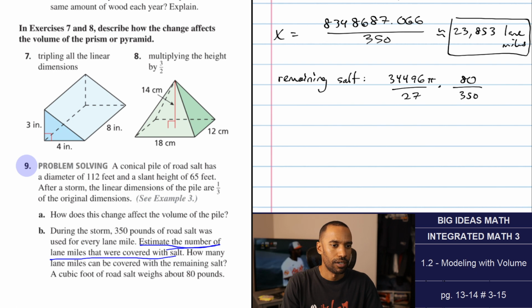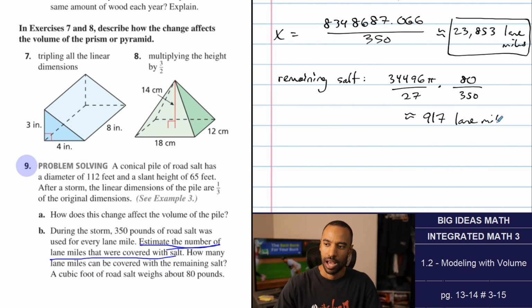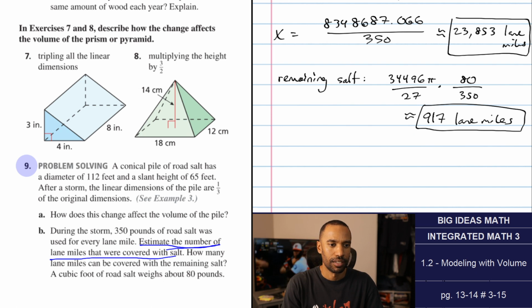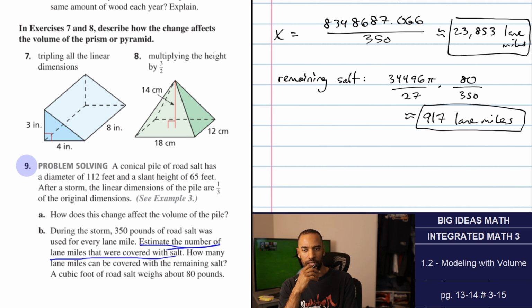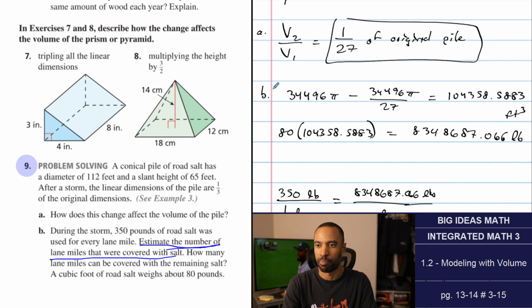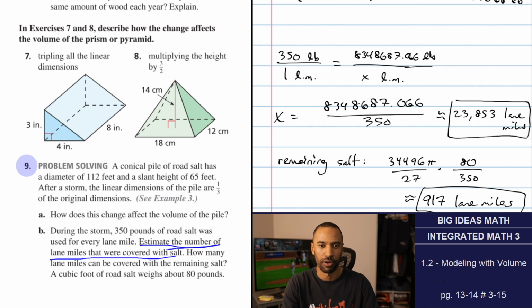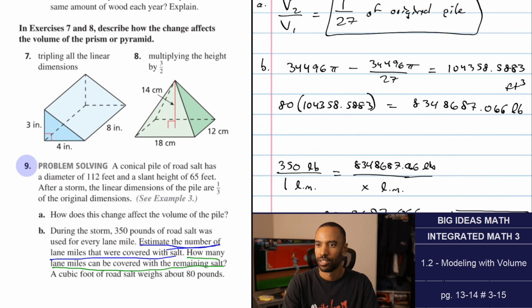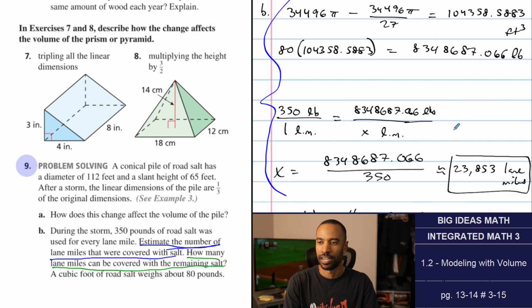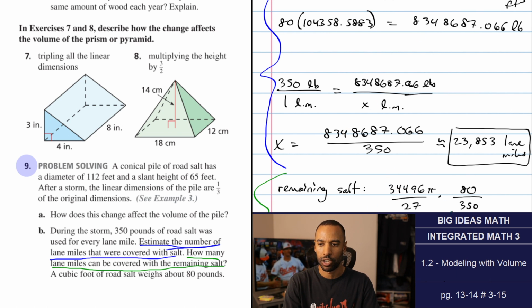So 34496 pi divided by 27 times 80 over 350, or 8 over 35, gives me about 917 lane miles. I'm going to check as well to see if 23853 divided by 26 still gives me that. Yeah, same number. That many lane miles. Okay, so that's how that one works out. I don't know if what I wrote there worked best, because it didn't lay out the organization of answering the first question and then the second question, but that's where it's all covered. Blue is this, and green is this. I used blue to make green a little faster in the end.